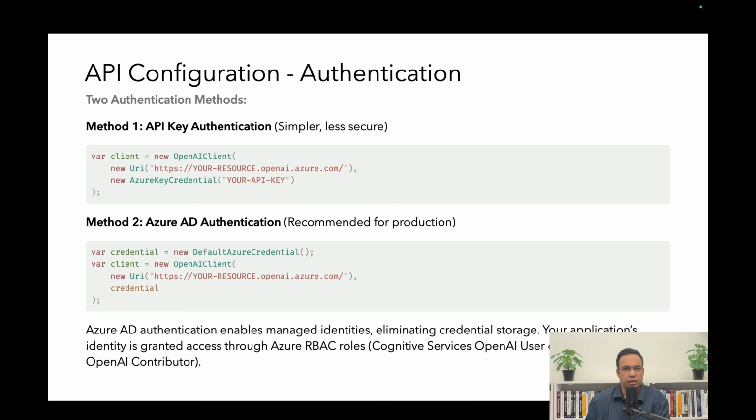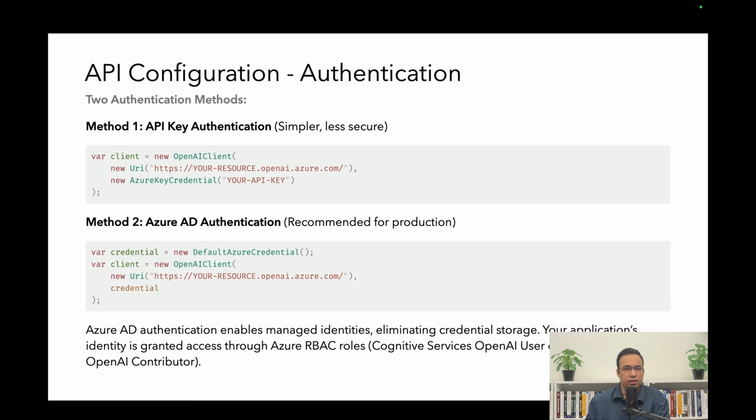Now let's talk about authentication, which is how your application proves it has the permission to use your Azure OpenAI resource. There are two authentication methods available, and the choice between them has significant security implications. Method one is API key authentication. This is simpler but less secure. Here's what the code looks like. You create an OpenAI client, pass in the URL of your resource, and pass in an Azure key credential containing your API key. This works fine for prototypes and development, but there are security concerns for production.